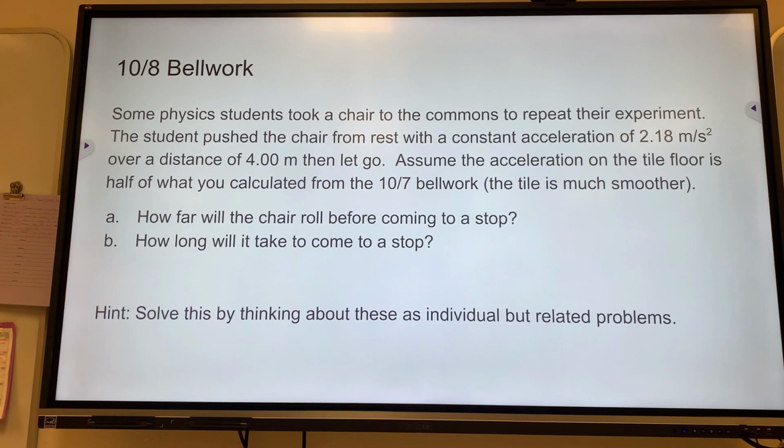So how can we solve this problem? So I drew a picture. You guys know I'm not very good at art, but I drew a picture anyway. The picture looks something like this.